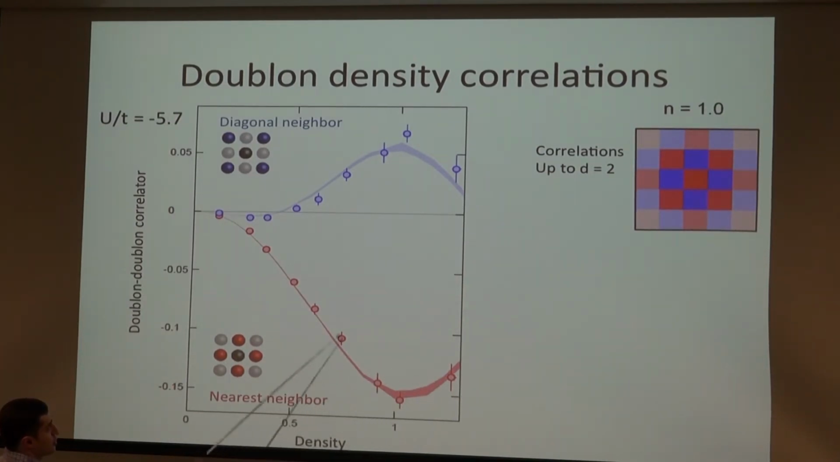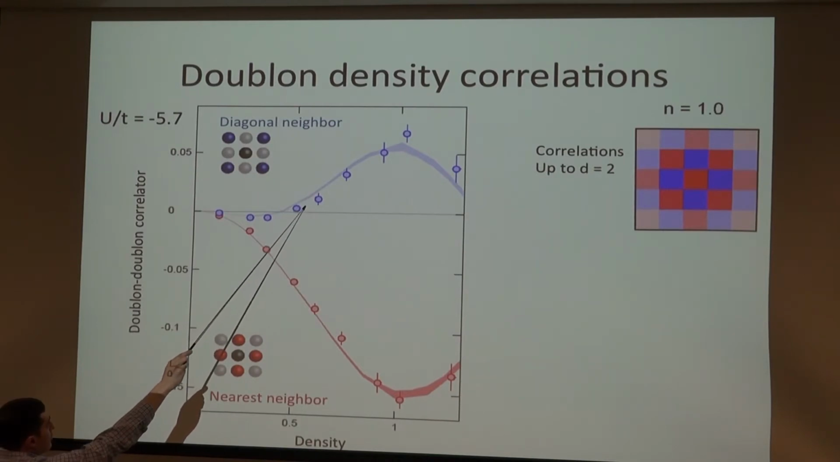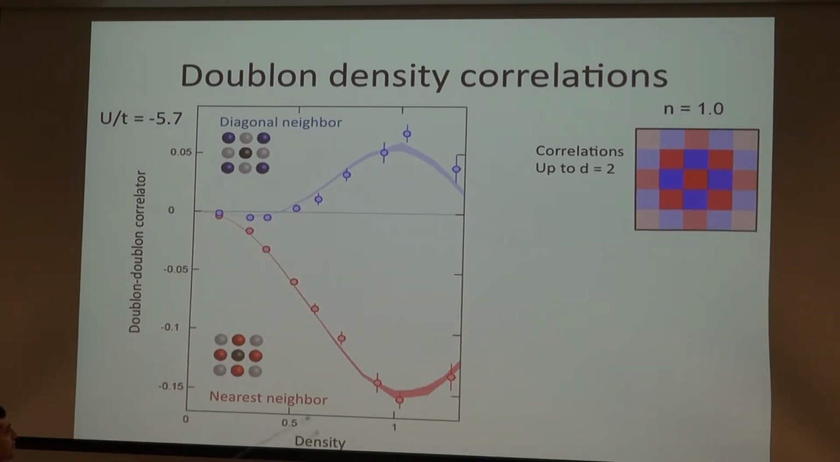You can see that these correlations are strongest at around half filling. Here are the doublon correlations for the nearest neighbor, and here along the diagonal. Of course, they're negative for the nearest neighbor, and along the diagonal they're positive. As you go away from half filling, it turns out that the pairing correlations, the superfluid correlations, become stronger, and the doublon correlations are much weaker compared to the pairing correlations, which we can't measure. One interesting thing to show here versus density is that if you look at the diagonal correlations, which are supposed to be positive between the doublons, there's a change of sign below some density.